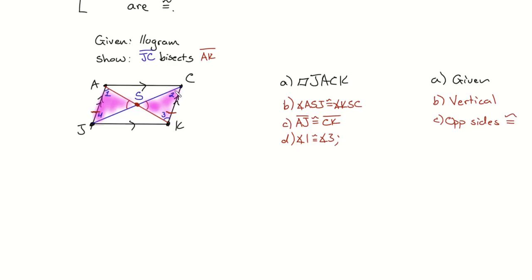2 and 4 for the same reason. Okay, we have another pair of alternate interiors right here, 4 and 2. Angle 2 is congruent to 4. So we'll justify, as always, alternate interior, and we are just about there.